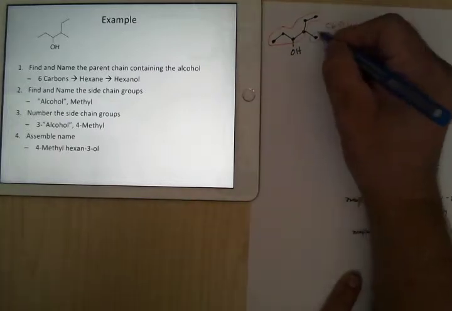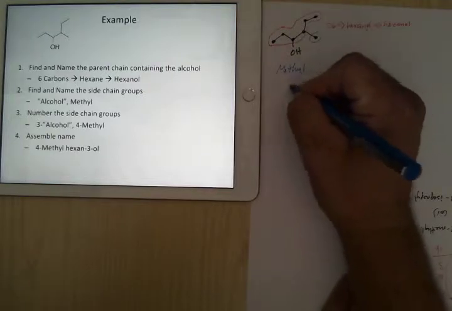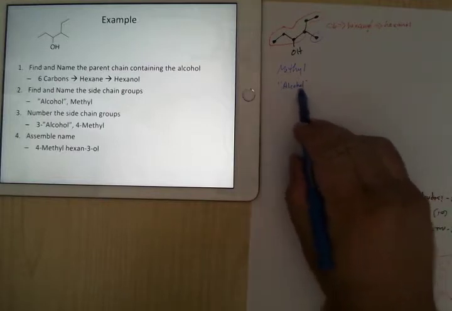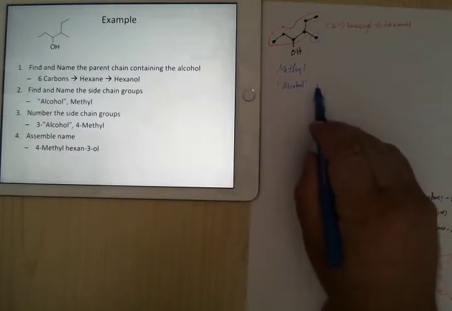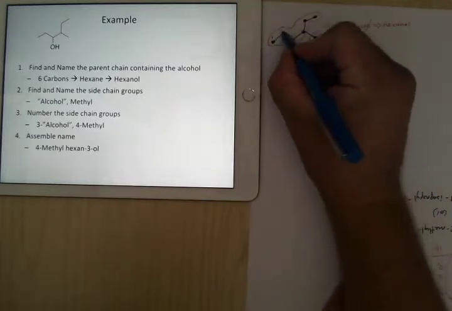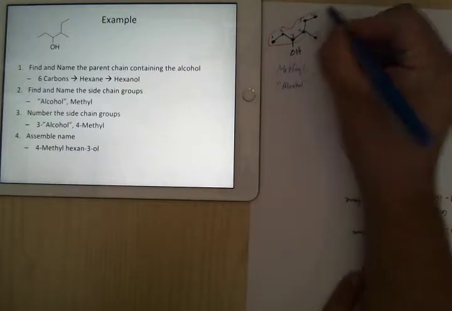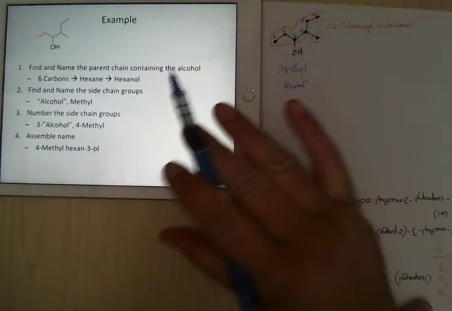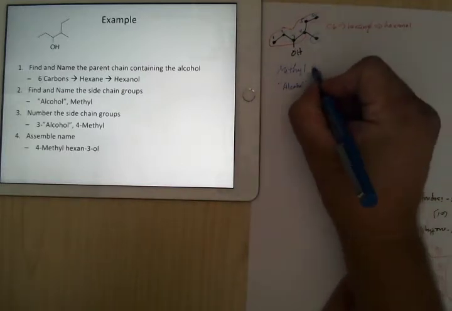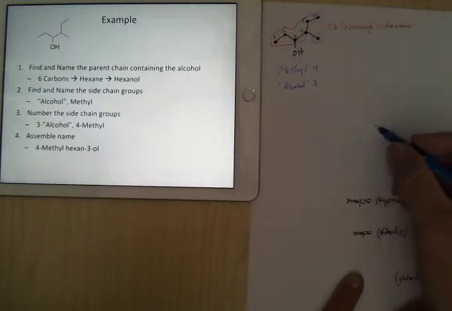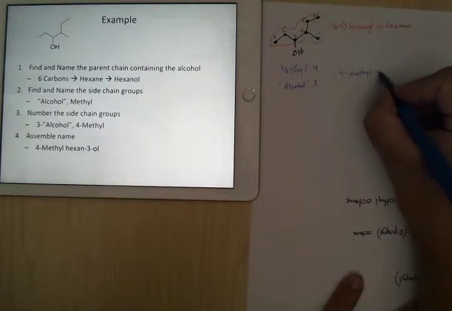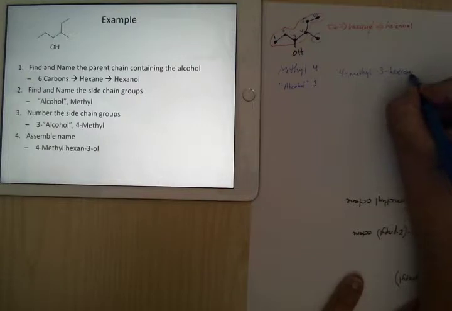So the side chains: we're going to have this methyl group, but also the alcohol. Notice I put that in quotes because we're not going to incorporate that into the name, but we need to figure out what that number is. Now this alcohol is closest to this side, so it ends up being 1, 2, 3, 4, 5, 6. It doesn't matter about adding them up on this one. This is the side that's closest, so we're going to use that. So the methyl's at 4, the alcohol's at 3. We're going to put this out front: 4-methyl-3-hexanol. This is actually the older way of doing it.